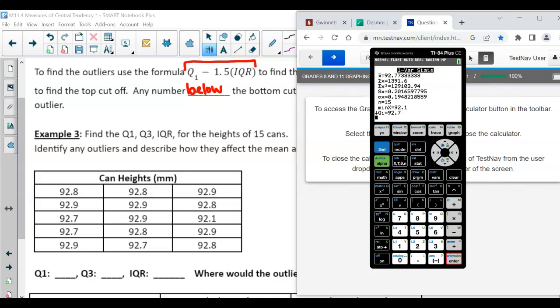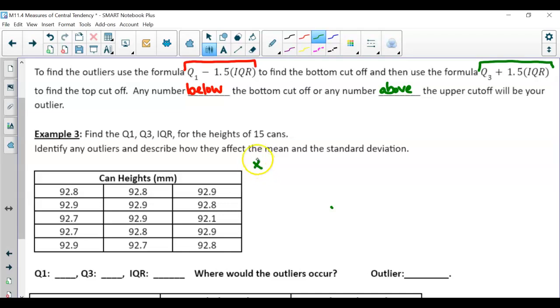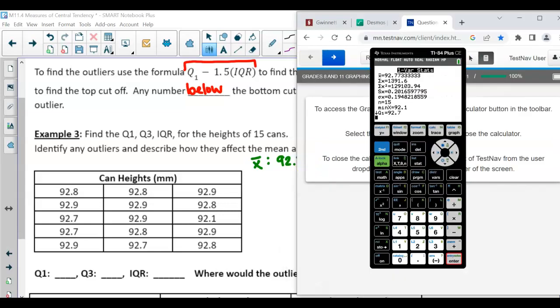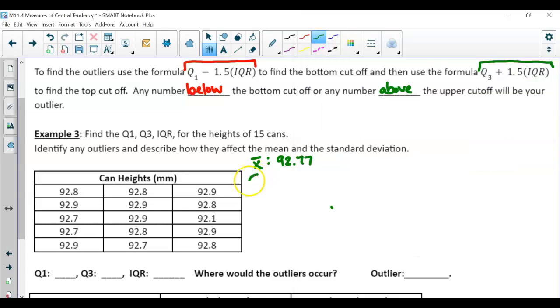So let's go ahead and identify the mean. So if you remember, what was the mean? The X bar. Good. So the mean here is 92.77. And the standard deviation, let's see if you remember, what was the standard deviation? Right here, not the S, right? The sigma. So 0.195. Let's round that because of the 8. So sigma, our standard deviation was 0.195. There we go, 0.195. Now we're going to figure out what is the outlier.